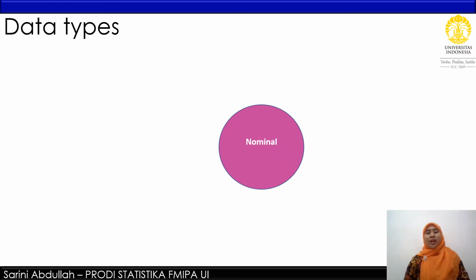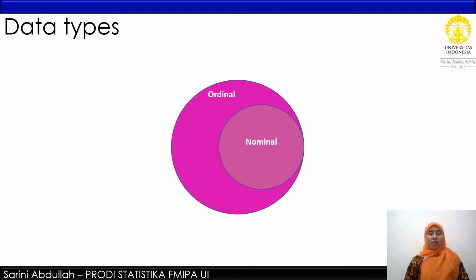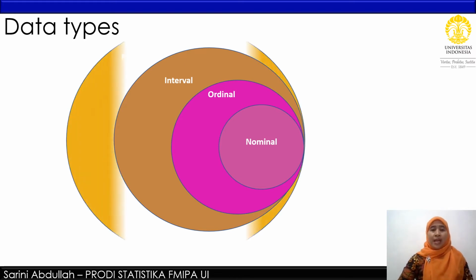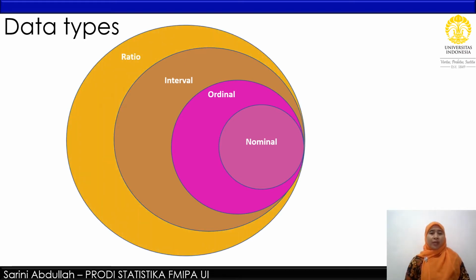So there are four types of data. Starting with the simplest one, the nominal scale. And then on a higher level than the nominal is the ordinal scale. And then the interval scale. And on the highest level is the ratio scale. What are the characteristics of these data types?